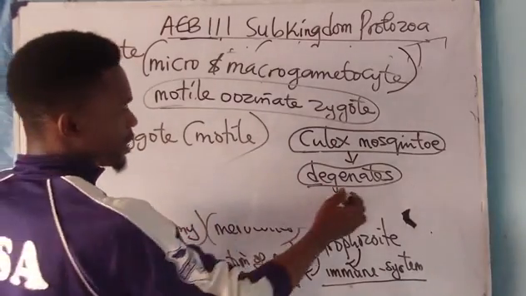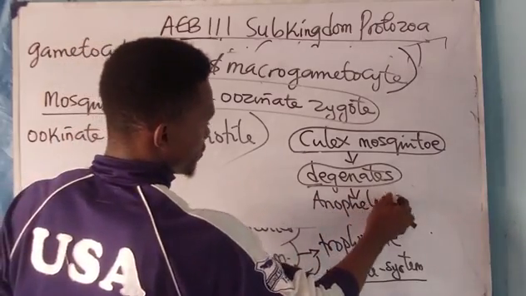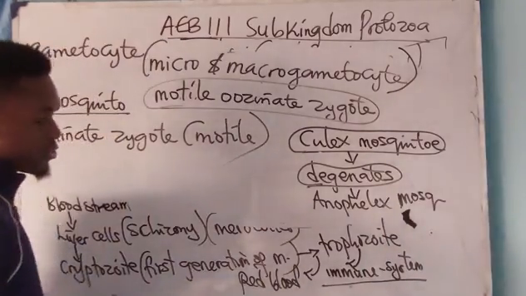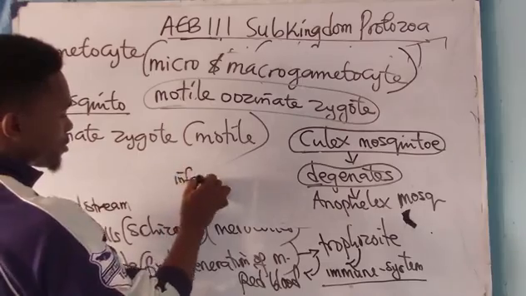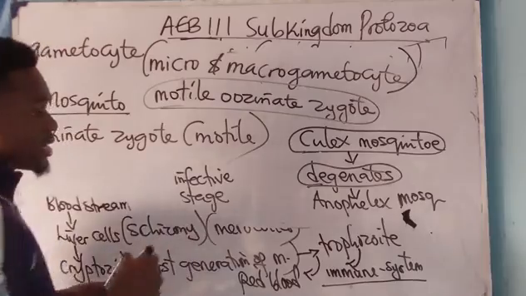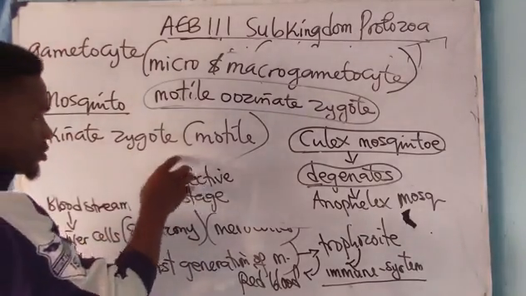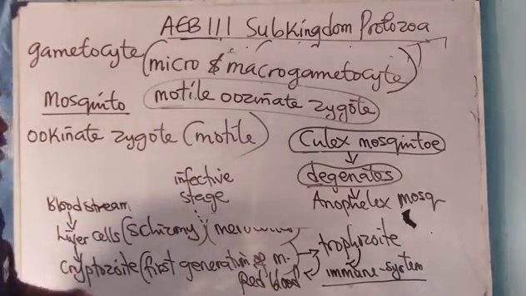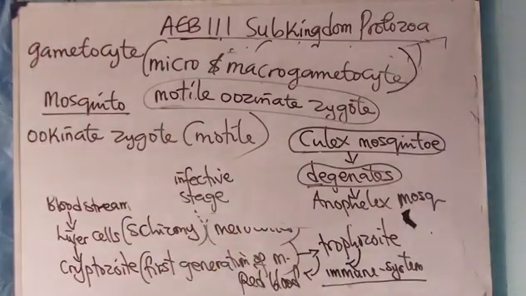But if the female Anopheles mosquito is swallowed, the infective stage is left, and the other stages degenerate. It is this infective stage that is a problem. Now, with this Anopheles mosquito, the infective stage will penetrate the stomach.